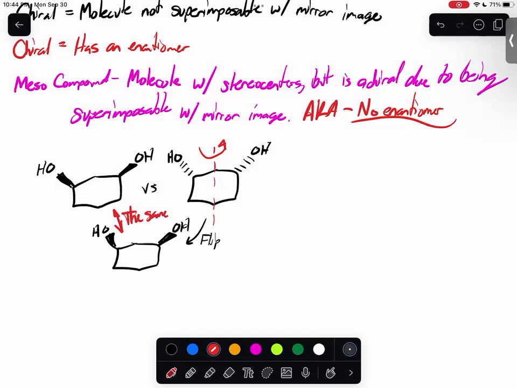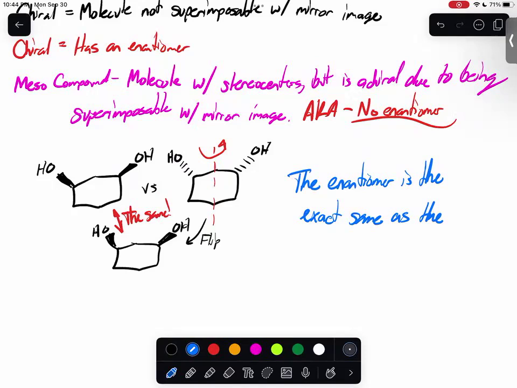And as such, the enantiomer doesn't exist. Okay? So what we're saying here, whenever we're looking at these meso compounds, is that the enantiomer is the exact same as the original. If the enantiomer is the exact same, it does not exist.